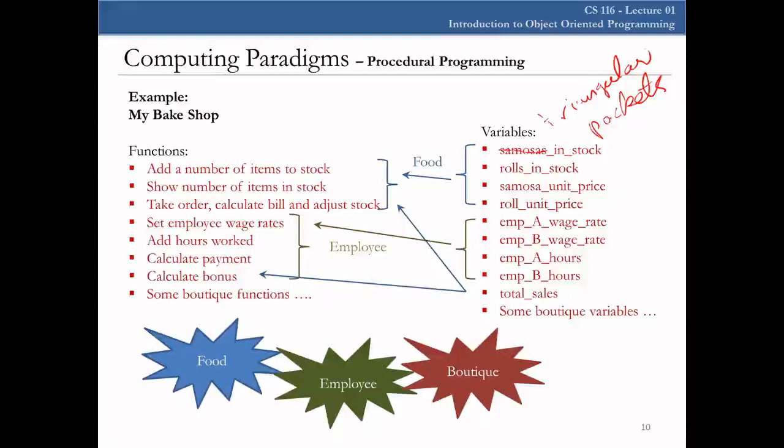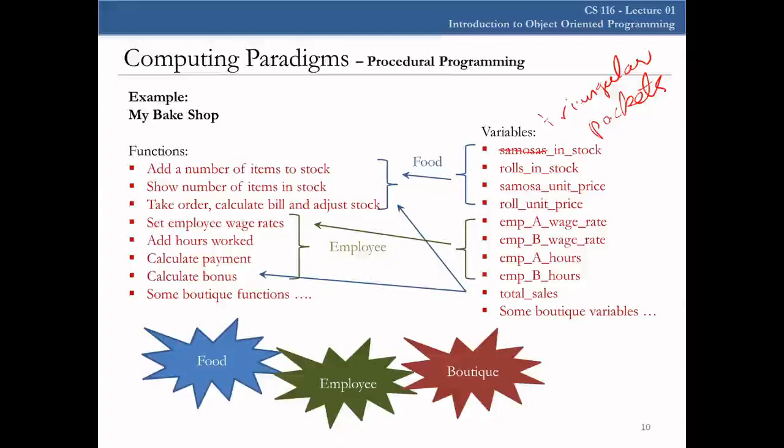That was the first point. The last point that we discussed in the last slide was that a procedural application does not keep the variables and functions together. For example, in this application we have three objects: food, employee, and boutique. Let's consider food only. The first four variables are related to the first three functions, but there is no way by which I can show that these two are related.